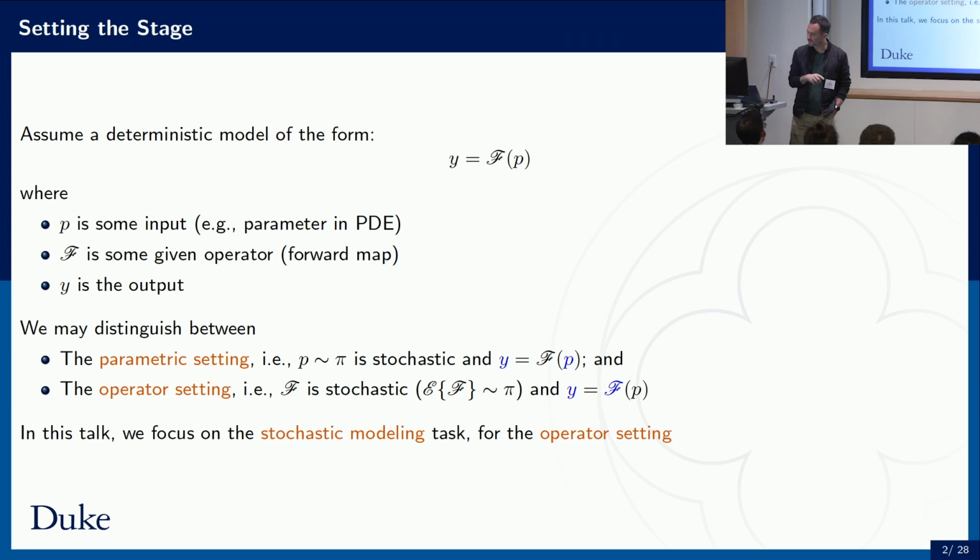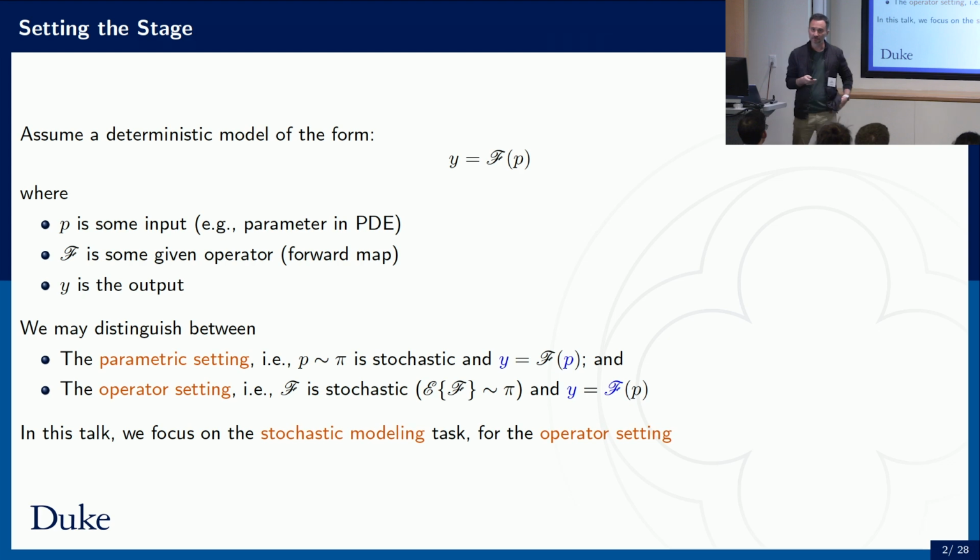So just to set the stage in terms of notation and what we're going to do, in particular if you are not UQ persons, we're going to assume that we have a deterministic model Y = F(P). P is typically an input parameter in your PDE, F is a forward map, and Y is the output.